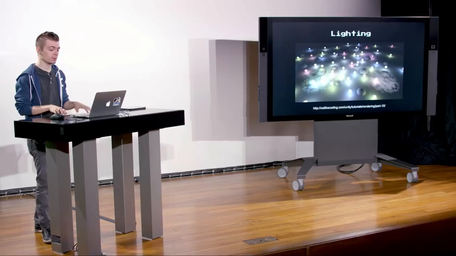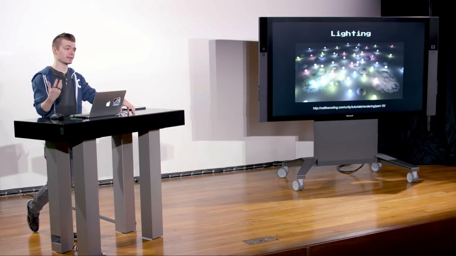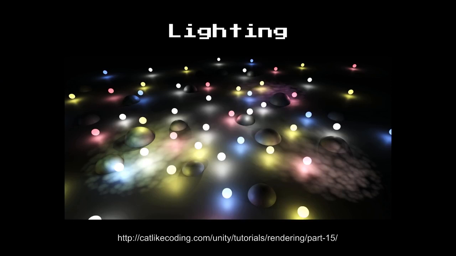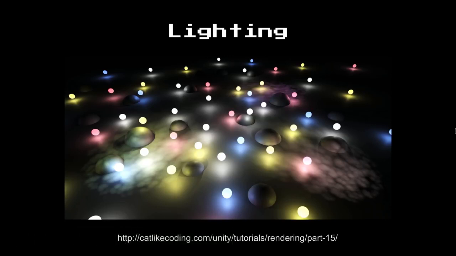All right. So we're going to take a look now at lighting. So materials are one part of the equation. That sort of defines how things should look when light hits them. But we also need light itself in our scene to illuminate things. And this is taken from another article on cat-like coding on rendering. This is a scene with a lot of lights, a lot of glowing, emissive lights. And there's a lot more going on here.